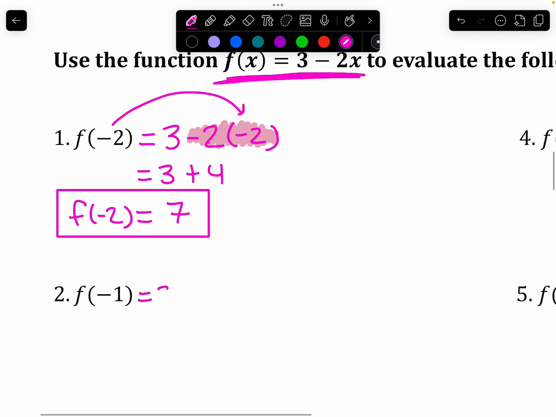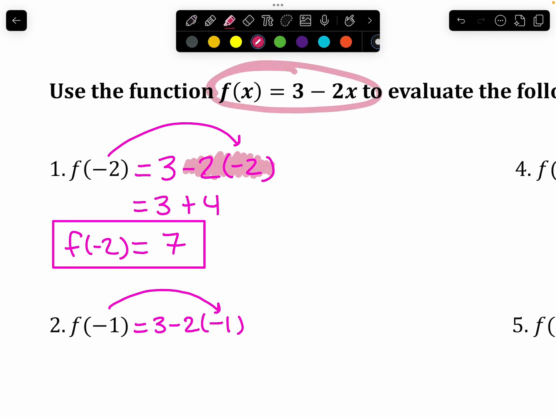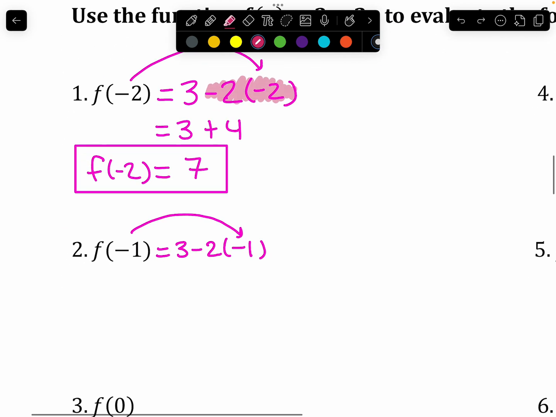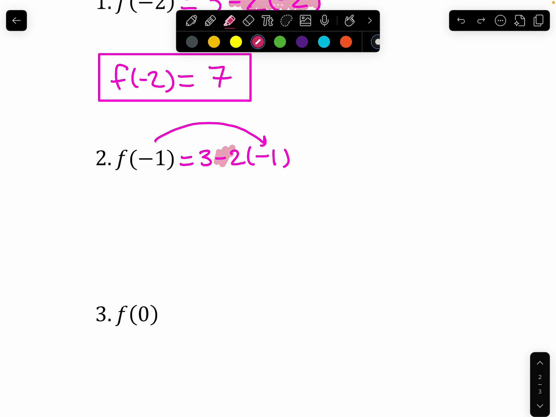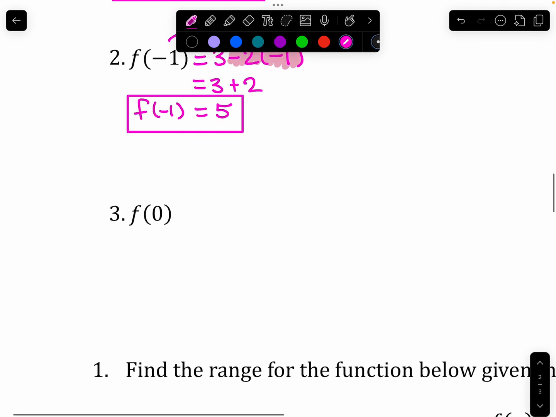I'm going to do it again, but this time I'm going to be inputting -1 in where x was. So remember that I'm still just going back up here and I'm using this equation for every one of my problems. Okay, PEMDAS tells me again I must multiply before I can do any kind of addition or subtraction. So this will be 3 plus 2, which is going to be 5. So I know that when I input -1 into my function, I'm going to get an output of 5.